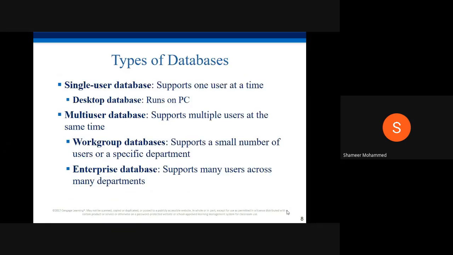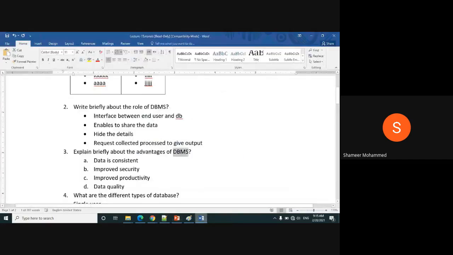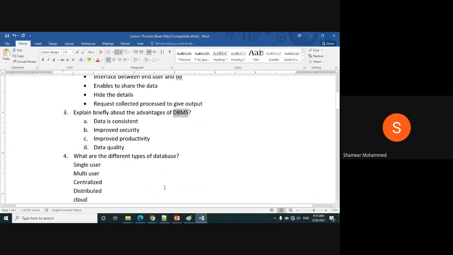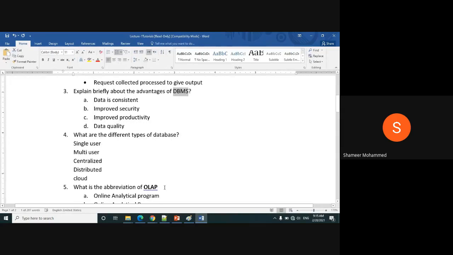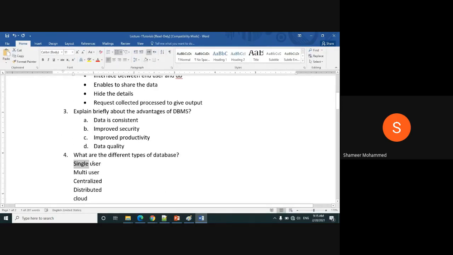Now we are moving to how many different types of databases there are. Basically, these are the different types of databases: single, multiple, centralized, distributed, cloud. So this is what we are going to study now. What are the different types of databases?